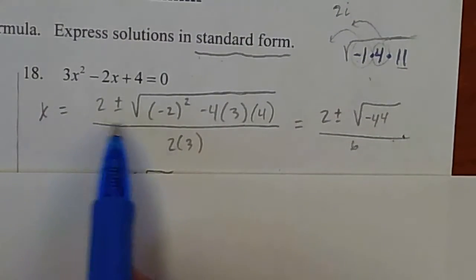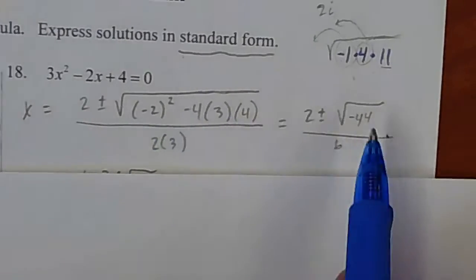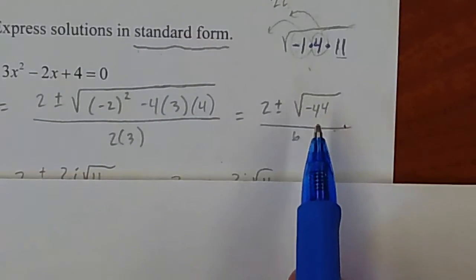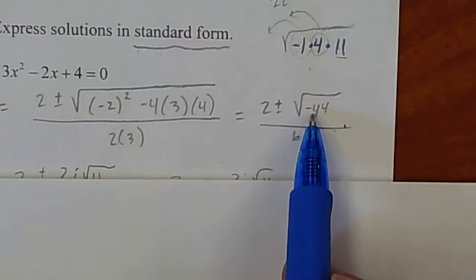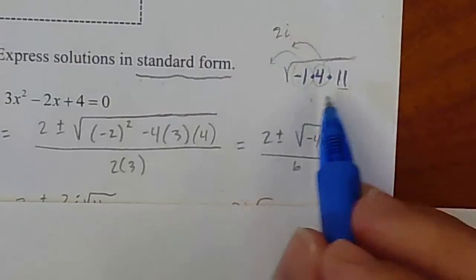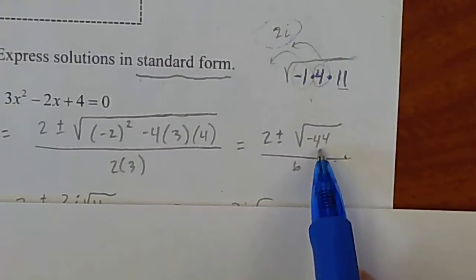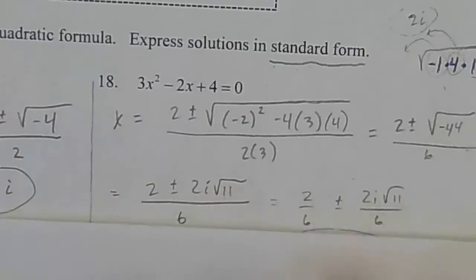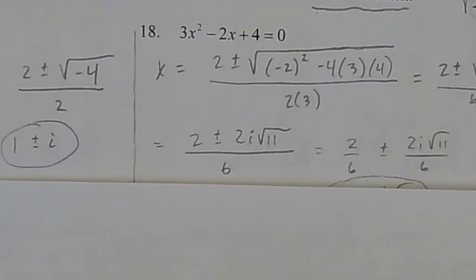All right, so here's our setup for 18. 4 minus this in my calculator gives me negative 44. All right, another skill we practiced on the previous day. How do I simplify that? 4 can come out as 2, and the negative 1 comes out as i. So 2i comes out, and the 11 stays under the radical, like this. 2i square root of 11.